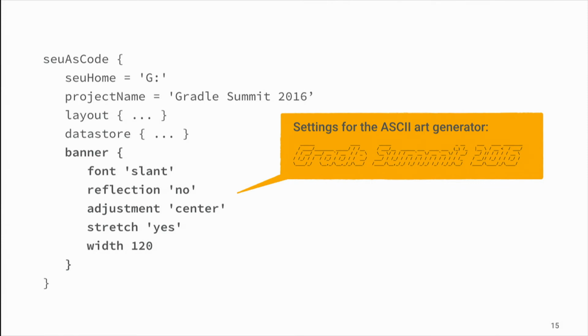And here, of course, the banner: if you don't like the font, if you want reflection or you want to have it left aligned and stretched, or change the width, then of course you can tweak the ASCII banner here. Again, important section. So I showed you here, this generates our nice ASCII banner.